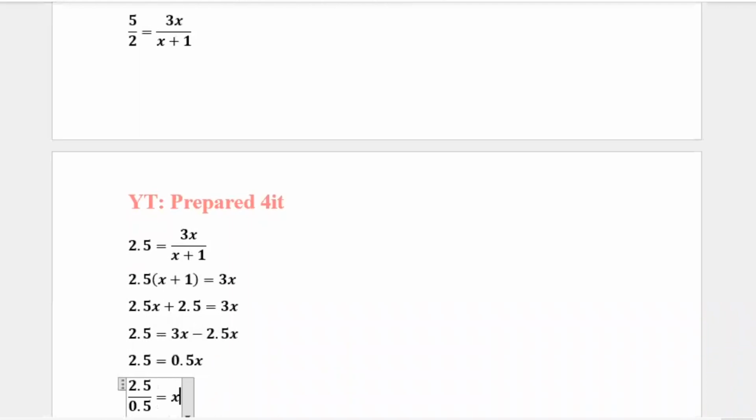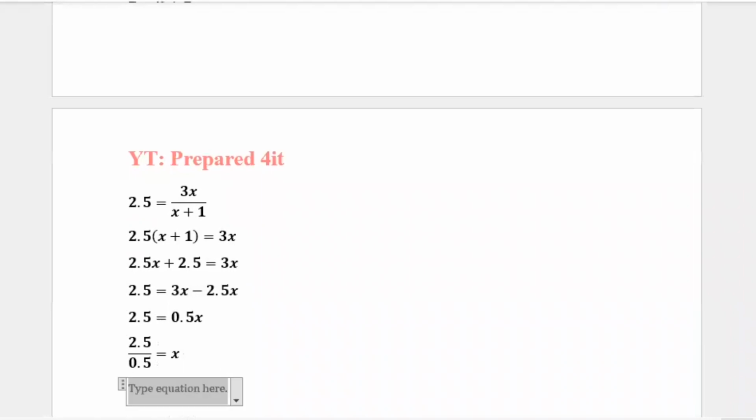Yes, Renisa. So when you do that, you'll get 5 is equal to x. So it's just working your equation in a step-by-step approach. So for right here, remember the 0.5 is multiplying. So we're basically dividing both sides of our equation by 0.5, and that is how we get 2.5 divided by 0.5 is equal to x. And when you put that in your calculator, you will get 5 to be your answer. So when g of x is equal to 5 over 2 or 2.5, then our x value is 5.